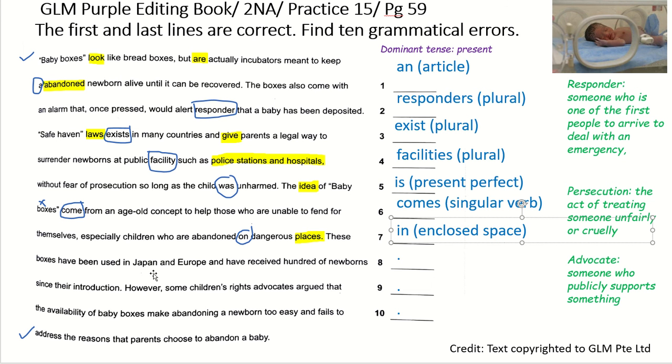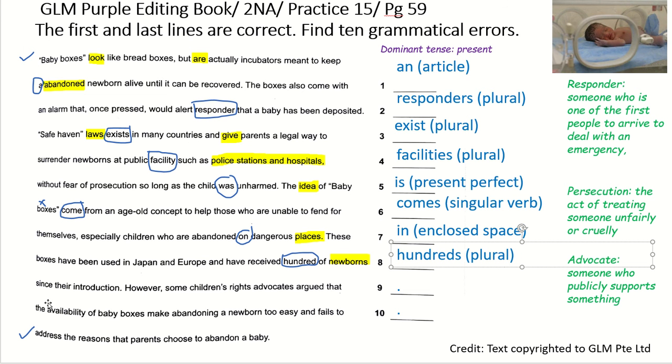Okay. These boxes have been used in Japan and Europe and have received hundreds of newborns. Wow, so many newborns. So how can it be 100? It should be plural form, hundreds. So that should be in plural form.